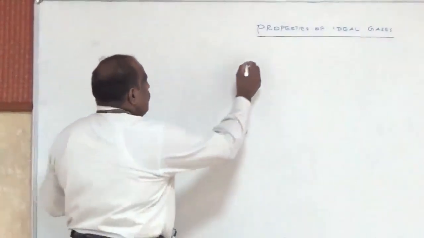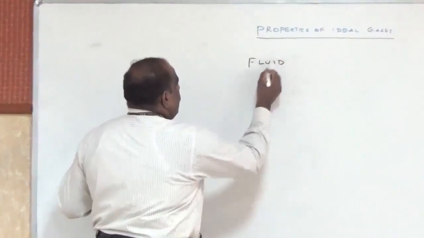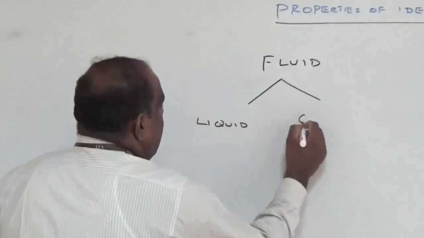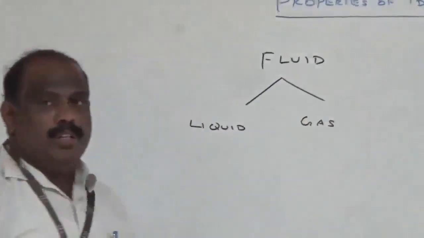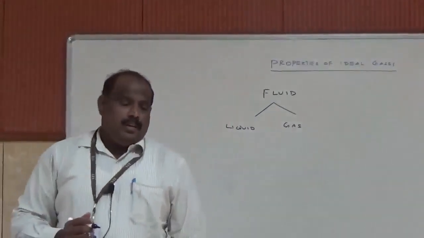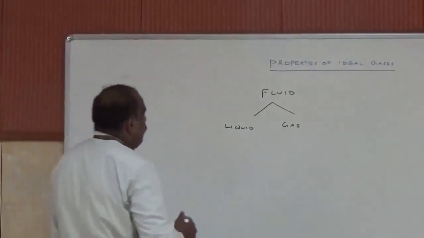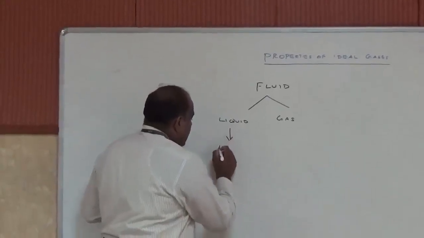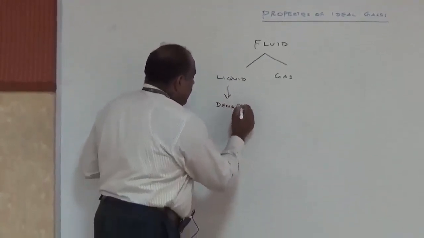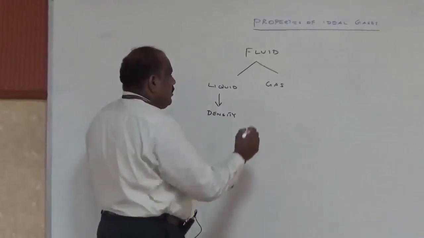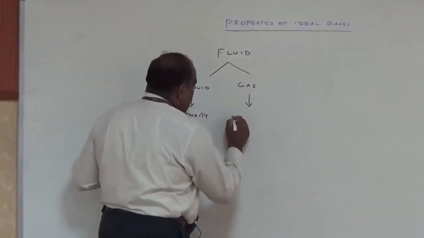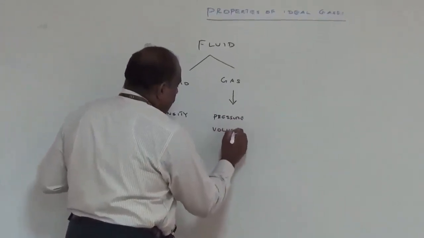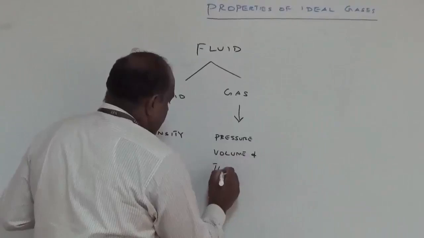So the gas is an important classification of fluid. Fluid can be broadly classified into liquid and gas. A fluid is one that is about to flow under application of external force. The important property of the liquid is density, whereas the important properties of the gas are pressure, volume and temperature.